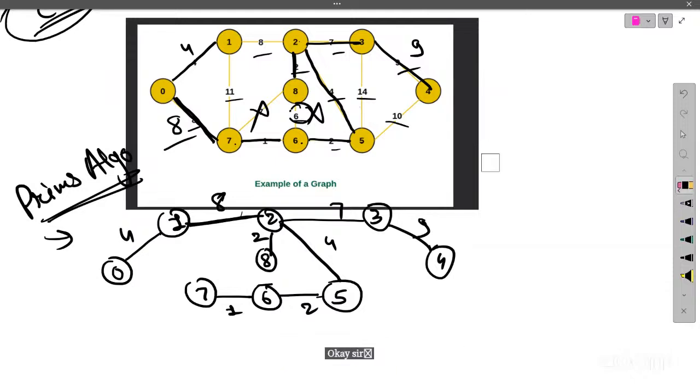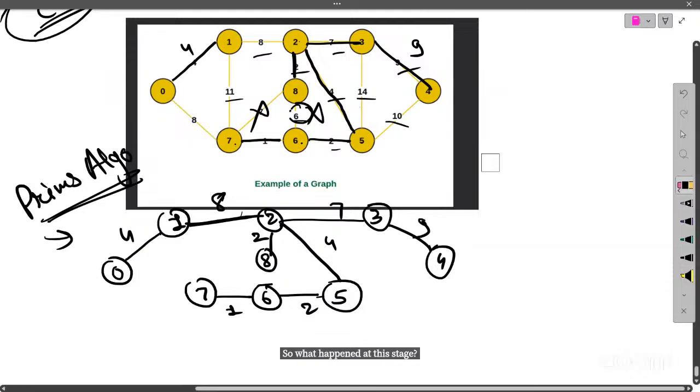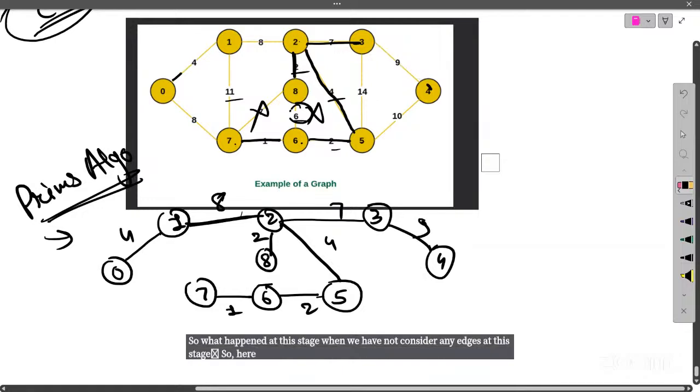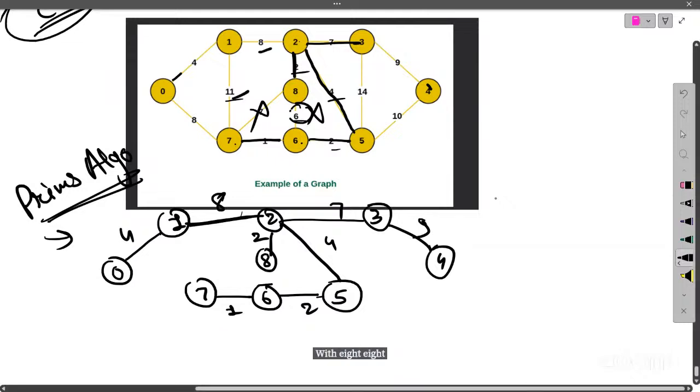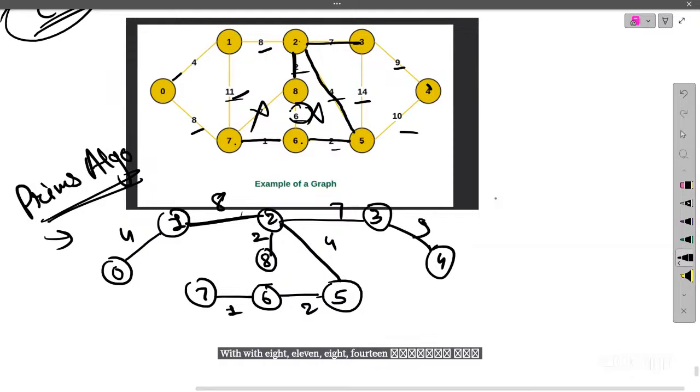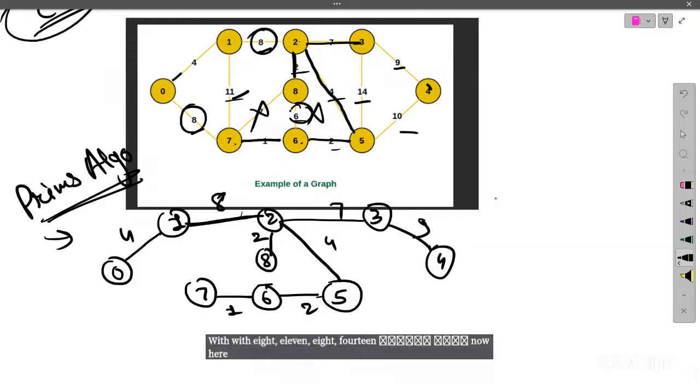Okay, so what happens at this stage when we haven't considered any edges? Here I have choices of taking edges with weight 8, 11, 8, 14, 9 and 10. So here the minimum number is 8. Now here I have a choice. I can take either 7 to 0 or I can take 1 to 2. You can choose any one of them.